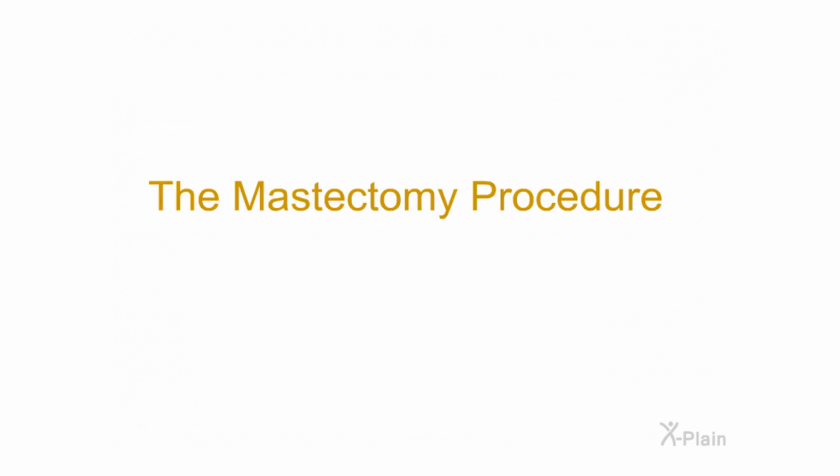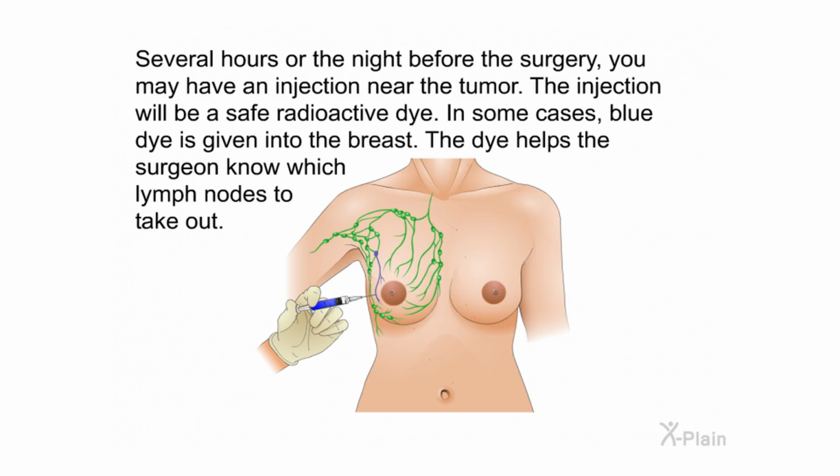The mastectomy procedure. Several hours or the night before surgery, you may have an injection near the tumor. The injection will be a safe radioactive dye. In some cases, blue dye is given into the breast. The dye helps the surgeon know which lymph nodes to take out.